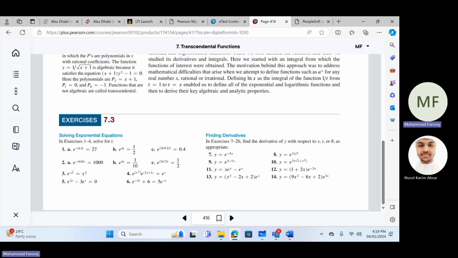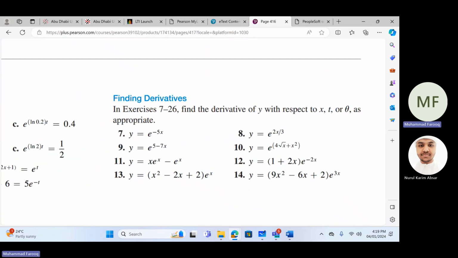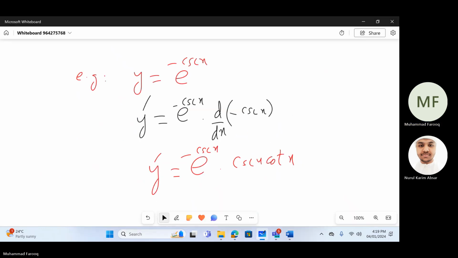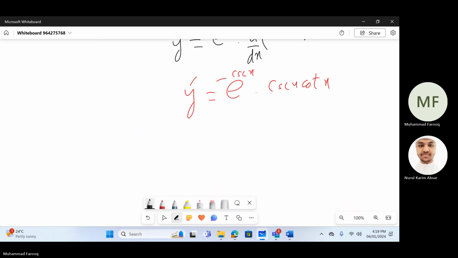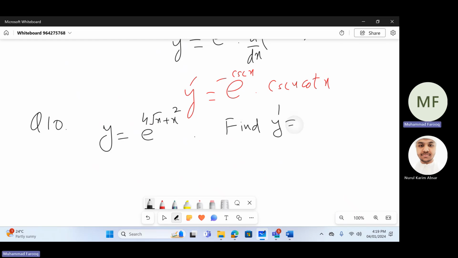So let's try this number 10 question. This is the 10th question. y is equal to e power 4 root x plus x squared. Number 10, please. Question 10. y is equal to e raised to power 4 root x plus x squared. And we need to find y prime.